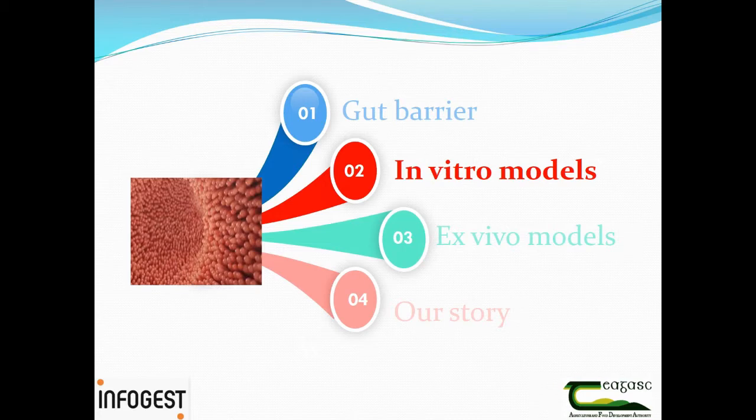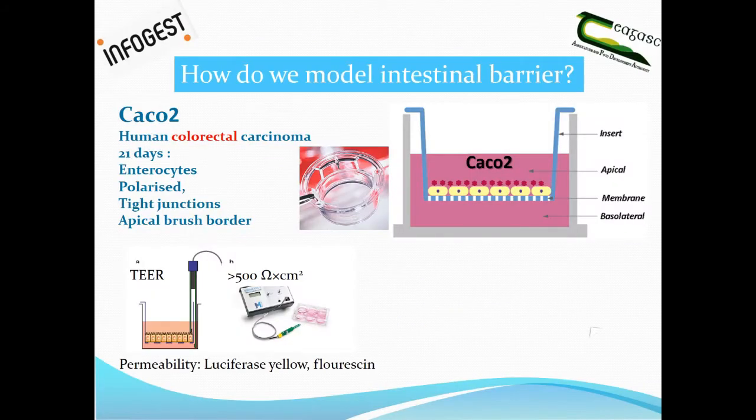So what are the in vitro models that are present that we can use? So the first one and the most commonly used one are the CACO2 cells, and these are derived from a human colorectal carcinoma, and you can grow them in transwell plates for 21 days, and they'll actually differentiate into enterocytes, and these cells will be polarized, and they'll have tight junctions, and they'll have an apical brush border.